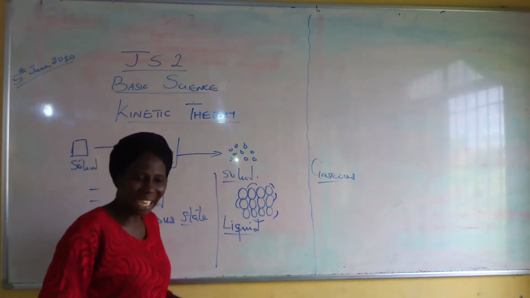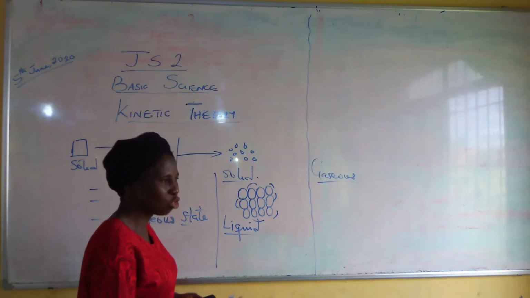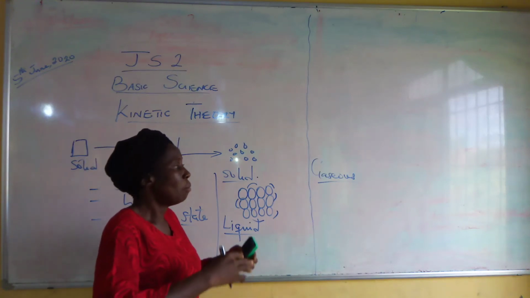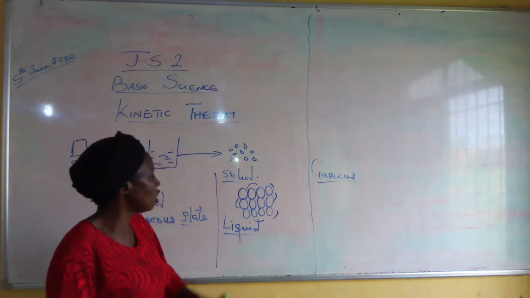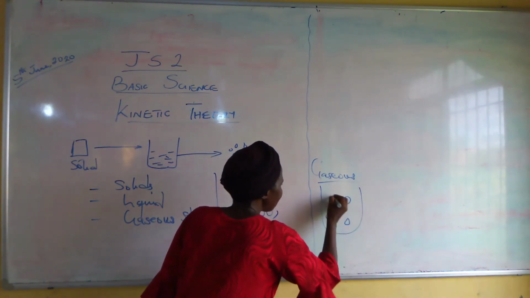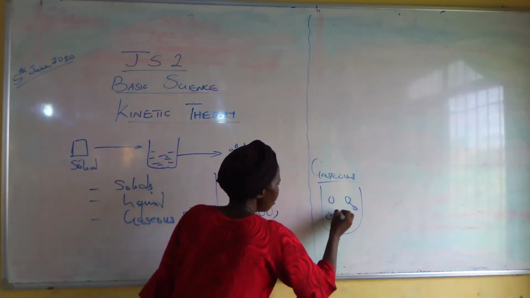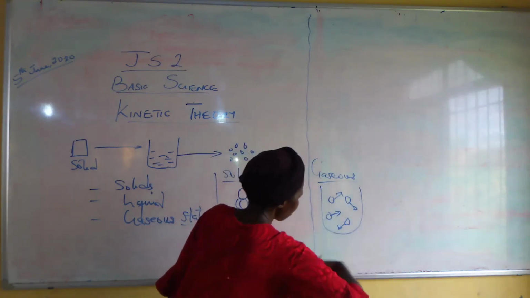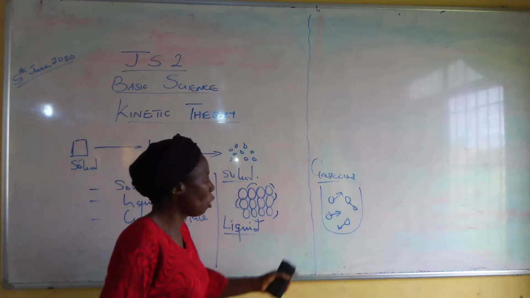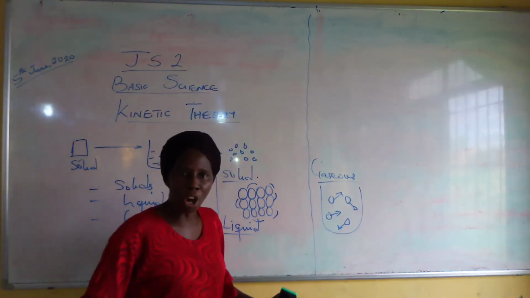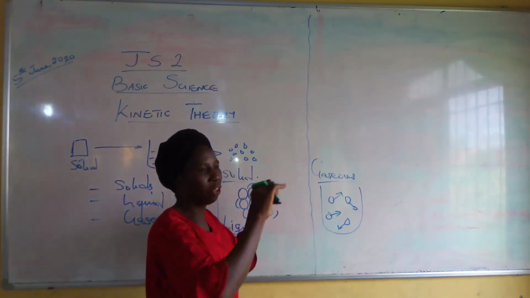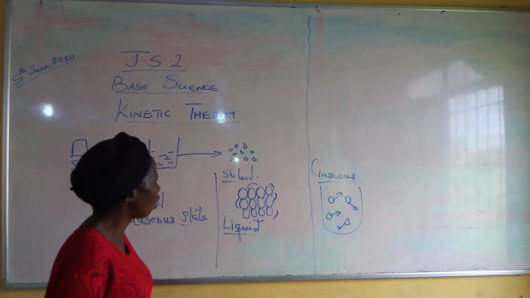What do we mean by negligible? It means it's so small compared to what we have in solid and liquid. Particles in gases possess very much more kinetic energy than in solid and liquid because they are so free. They move with great speed in all directions, colliding with the wall of the container. As a result, gases can be compressed. No definite shape, no definite volume, but gases can be compressed. That is what we have under the gaseous state.